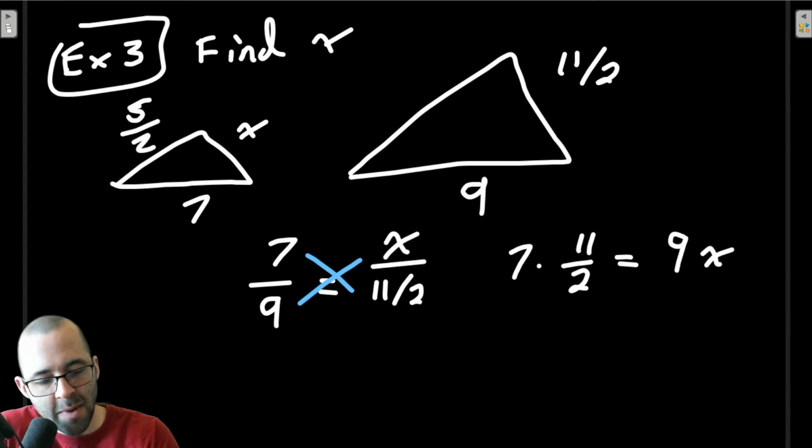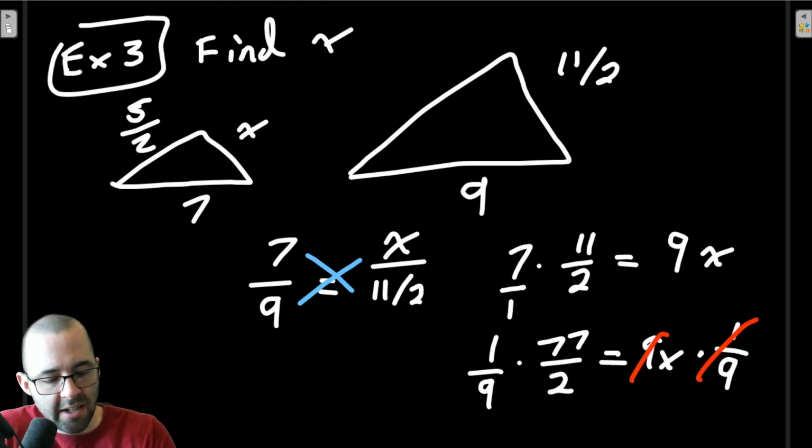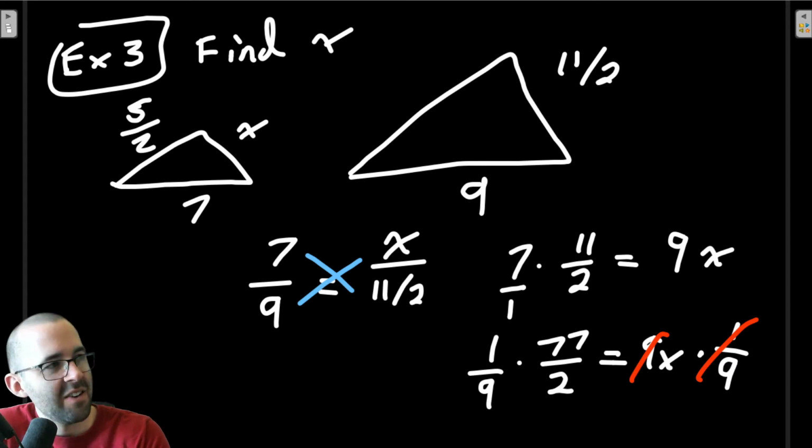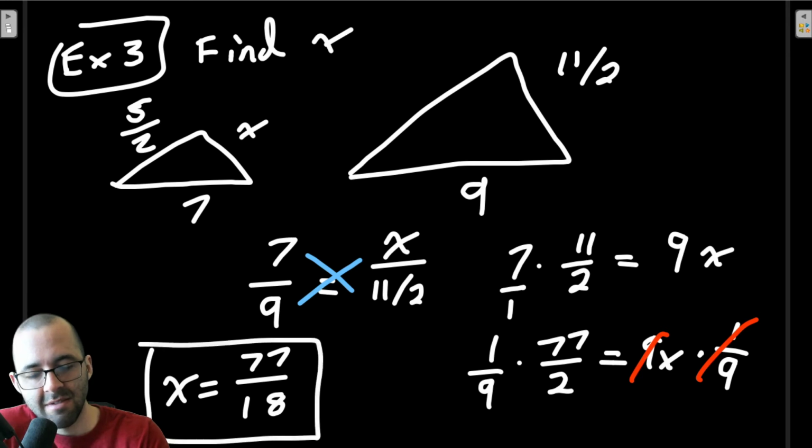All right. So remember 7, we can think of that as 7/1. We're going to get 77/2 equals 9X. Dividing by 9 is the same as multiplying by 1/9. And then these two are going to cancel. And we'll have, I don't think 77 is divided by 9. Do we get 77/18? What a weird answer. I don't think that simplifies. 77 doesn't have any 3s in it. It doesn't have any 2s in it. Well, I guess that's our answer. Beautiful problem.